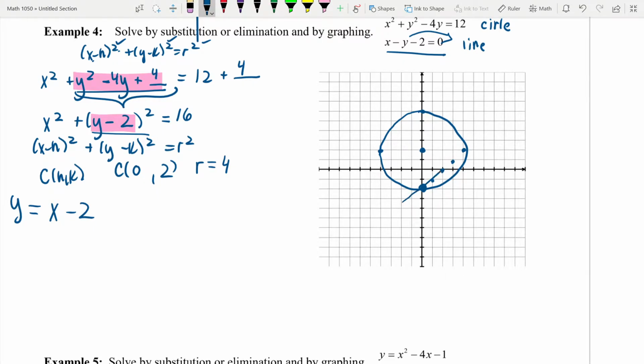There's my line. I can see nice and clearly those 2 clear points where they hit, which are here and here. So my answer is 0, negative 2. And the other point is right 1, 2, 3, 4, and up 2. 4, comma 2, and I'm done.